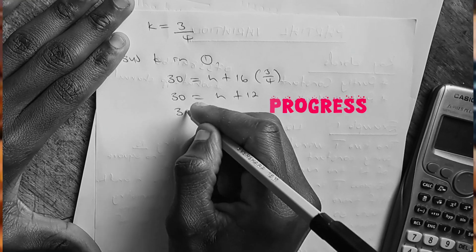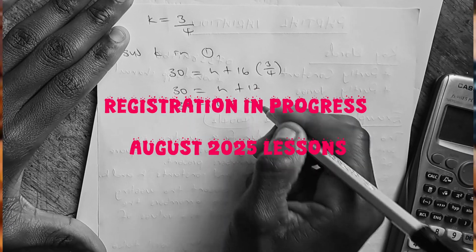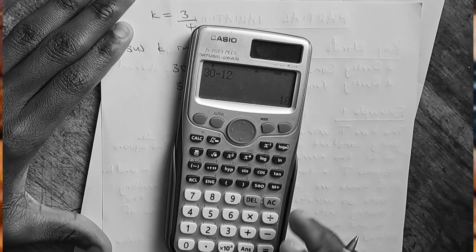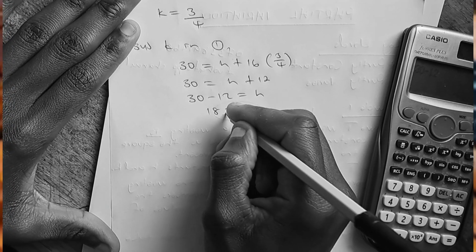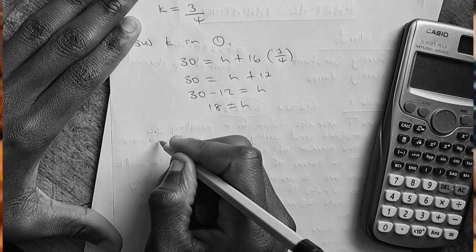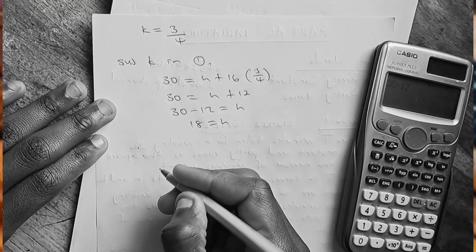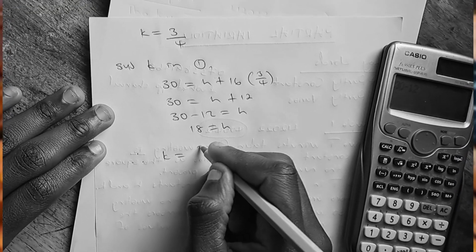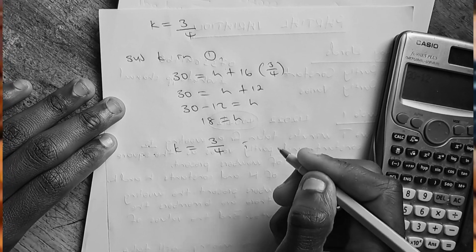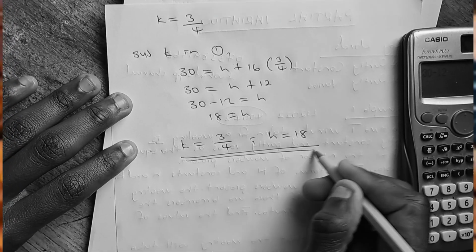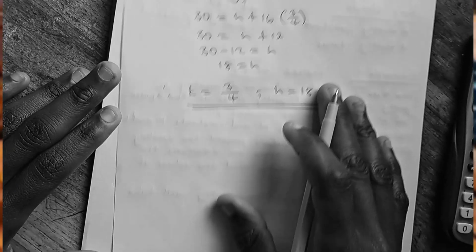Therefore 30 minus 12 is equal to h. 30 minus 12, what do you get? Utilize your calculator. 18 is equal to h. Then you write therefore. Please don't double underline when you have got k and h. Then you write therefore k is equal to 3 over 4; h is equal to 18. You will be awarded marks, getting 3 marks on this item.